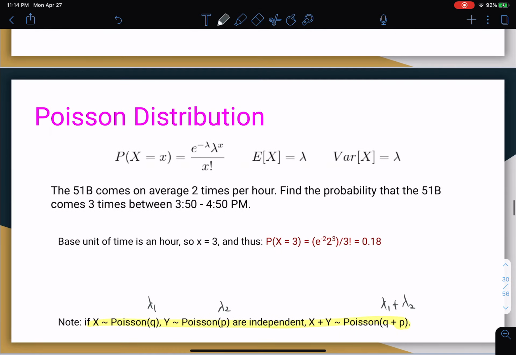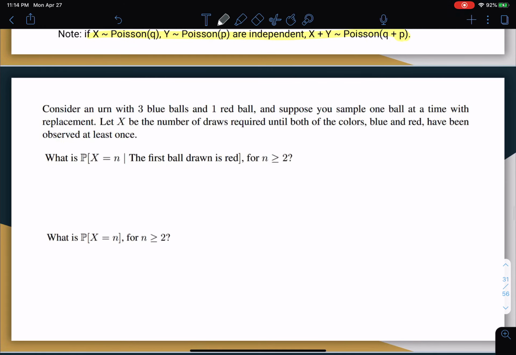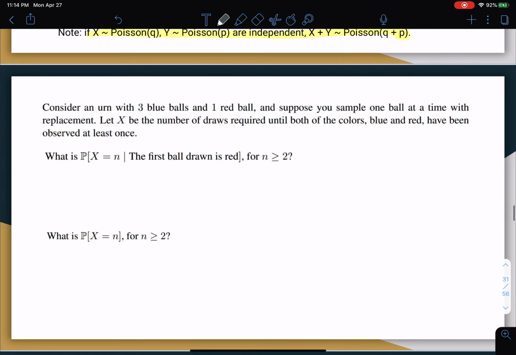Perfect. Let's move on and go to a new question. Consider an urn with 3 blue balls and 1 red ball. Suppose you sample 1 ball at a time with replacement. Let x be the number of draws required until both of the colors, blue and red, have been observed at least once. What is the probability x is equal to n, given the first ball is red, and n is greater than or equal to 2? And what's the probability x is equal to n?